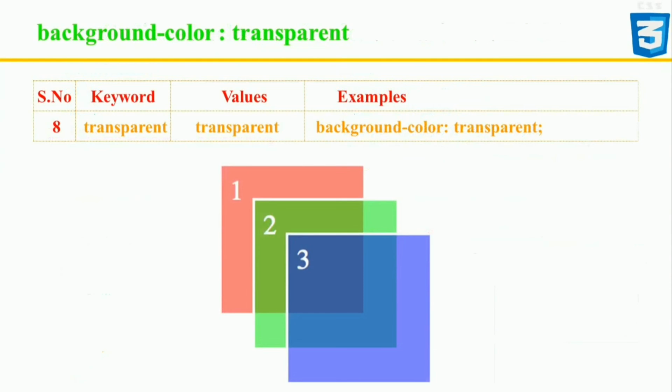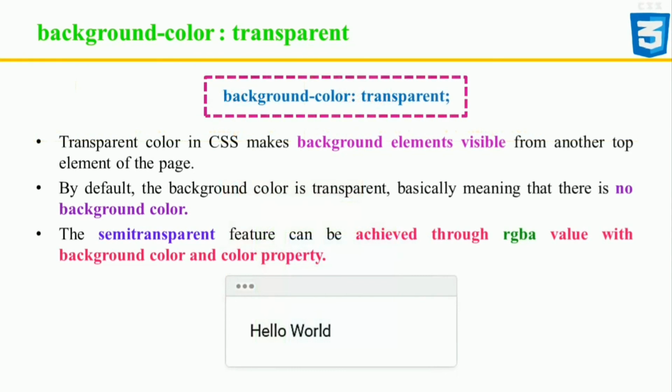The transparent keyword is used to make a color transparent. This is often used to make a transparent background color for an element. The transparent color in CSS makes the background element visible. Transparent color can be applied with the background color property and color. If we take background color as transparent, then it makes the backside elements of the background completely visible. The background color with transparent value makes the background color completely transparent, that is, it will disappear. By default, the background color is transparent, meaning that there is no background color.